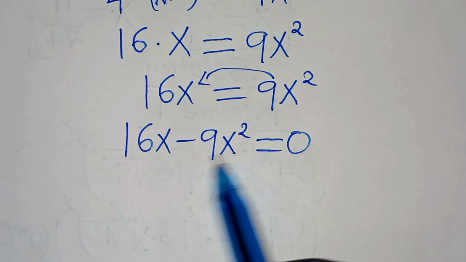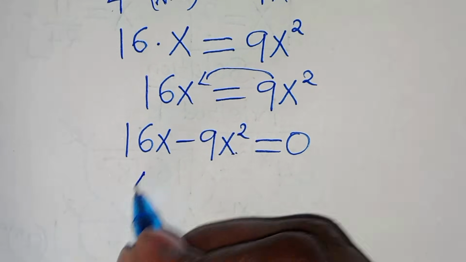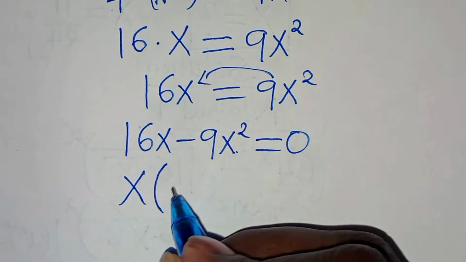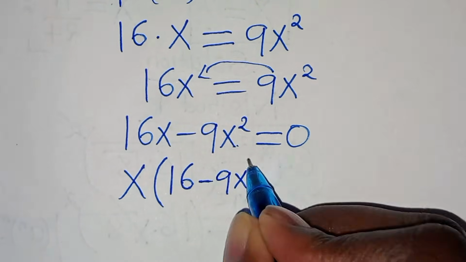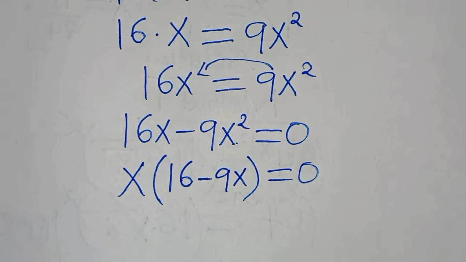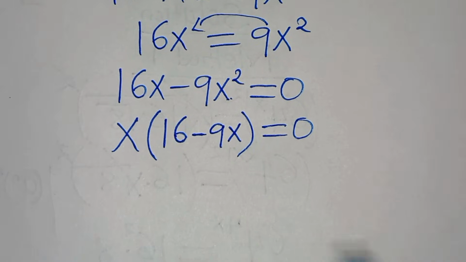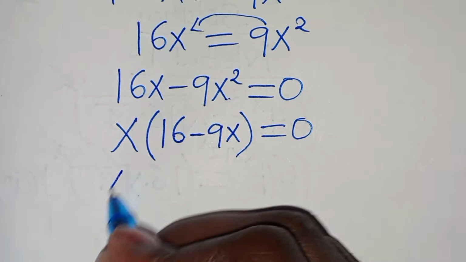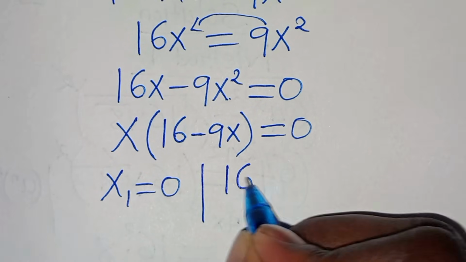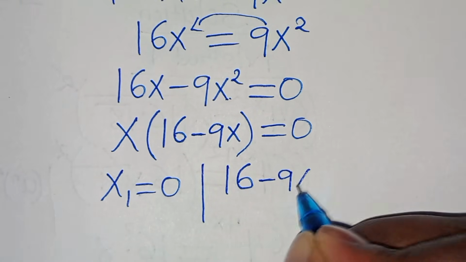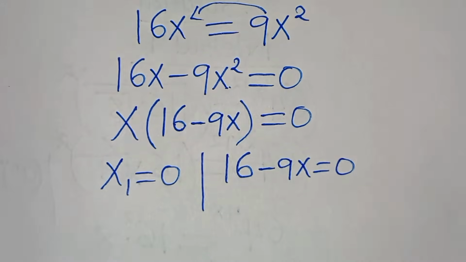Now, if you check here, x is common here. We can factor out x into the parentheses. This is 16 minus 9x, equal to 0. So we have got two parts here. We have x1 is equal to 0. And we have the second part, 16 minus 9x, equal to 0.